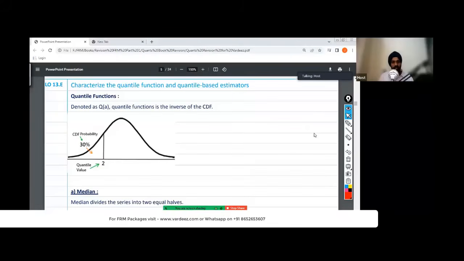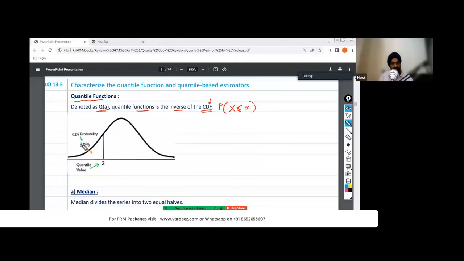All right, moving on to the quantile function and the quantile based estimators. Talking about the quantile function, which is denoted as Q, the quantile function is the inverse of the CDF. We talked about the cumulative distribution function, which gives us the probability that the random variable X will be less than or equal to any specific value, which is the outcome x. So if I want to find the inverse of the CDF, I can find the quantile function. So ideally, what happens in the CDF?